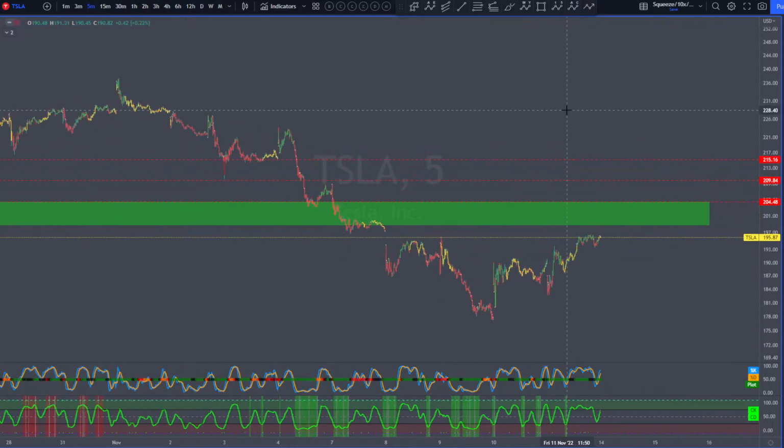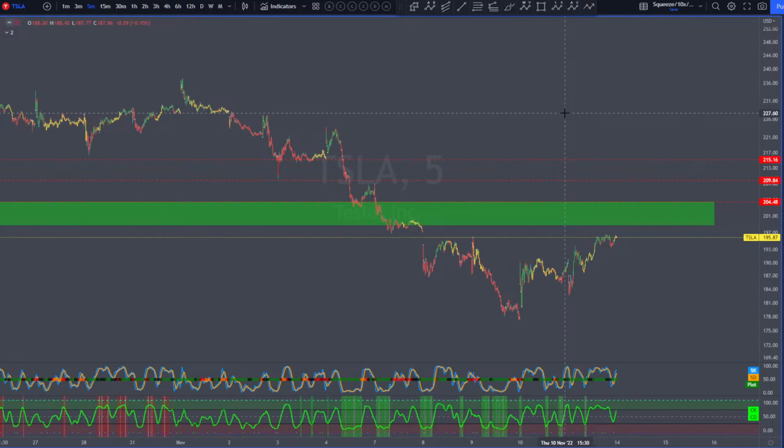And again, a lot of times what you'll see me do very commonly, you'll see me on a break of 200. And in this particular case, what I might be willing to do is actually take a long position on a break of about 196.75.